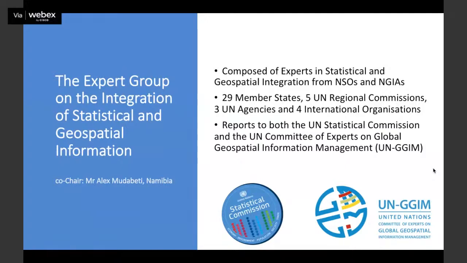The expert group is composed of statistical and geospatial integration experts from national statistical offices and national geographic information agencies. There are 29 members, 5 regional committees, 3 UN agencies, and 4 international organizations. This is the composition of the expert group. We report to both the Statistical Commission and UN-GGIM. Next.